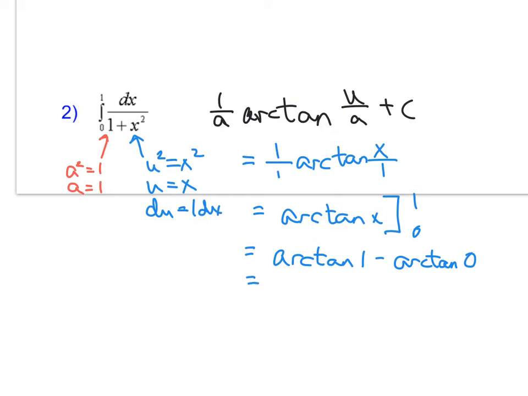Now we have to be pretty good at evaluating these. We want to know what angle gives us a tangent of 1. In degrees, that's going to be 45 degrees, but I always have to give this answer in radians, so it's going to be pi over 4. What angle gives me a tangent of 0? That answer is going to be 0. So when I do the subtraction, I'm getting the answer for the definite integral to be pi over 4.